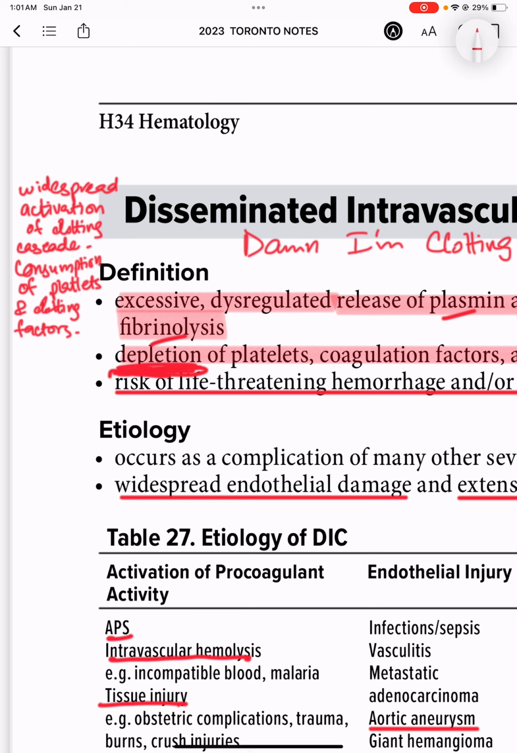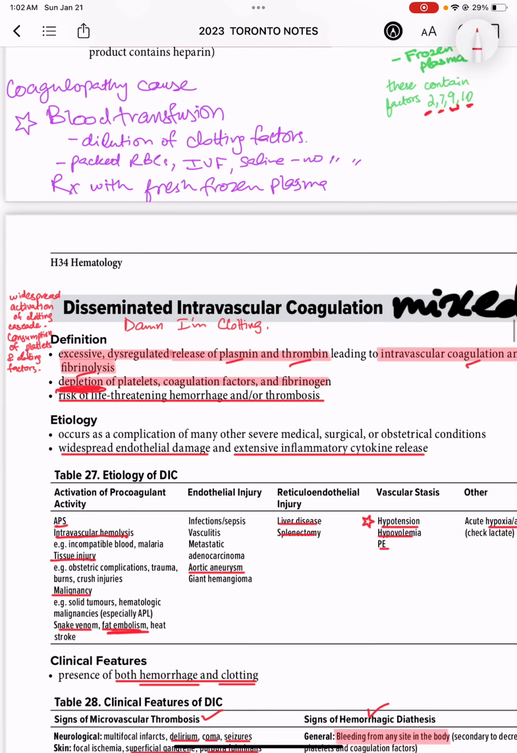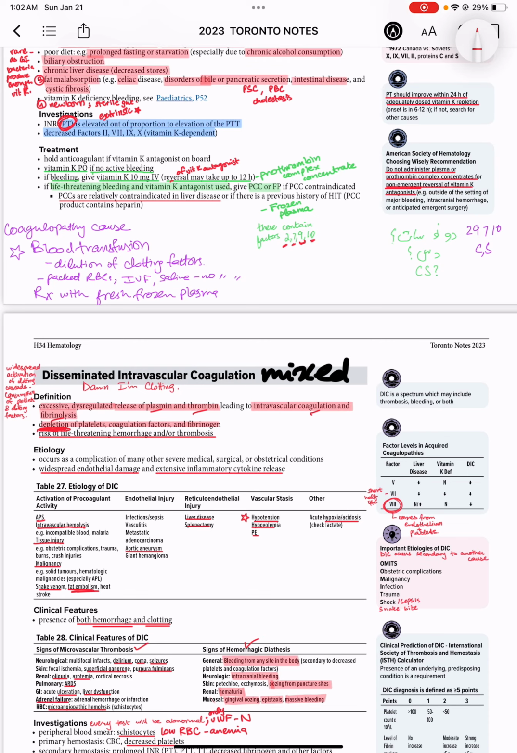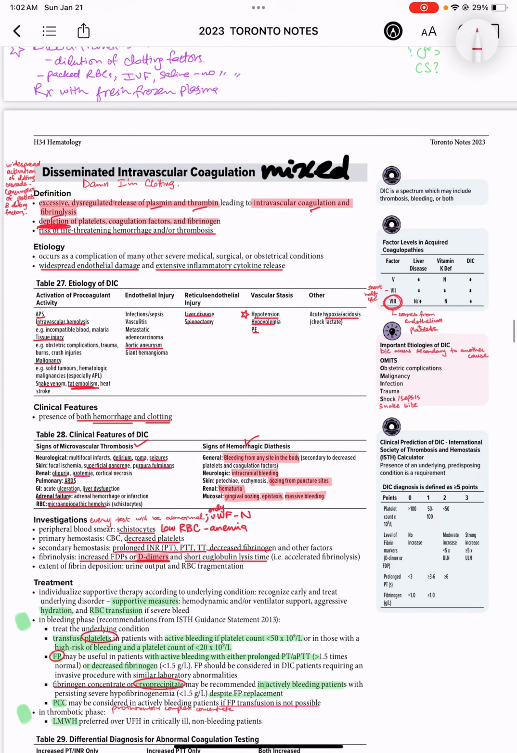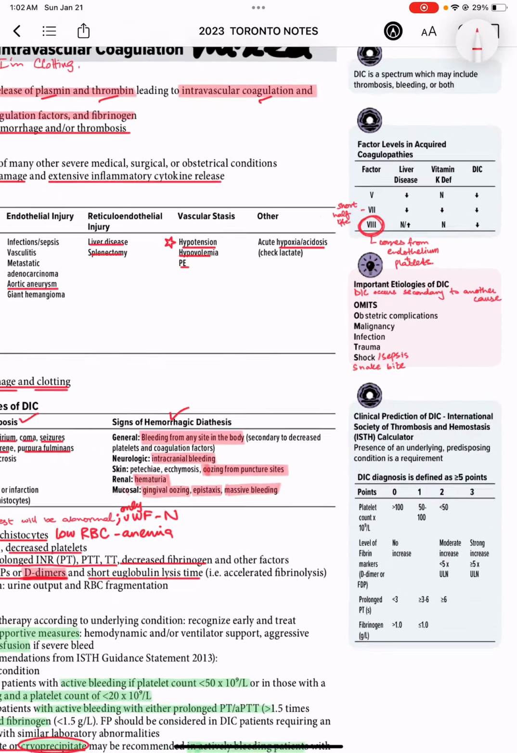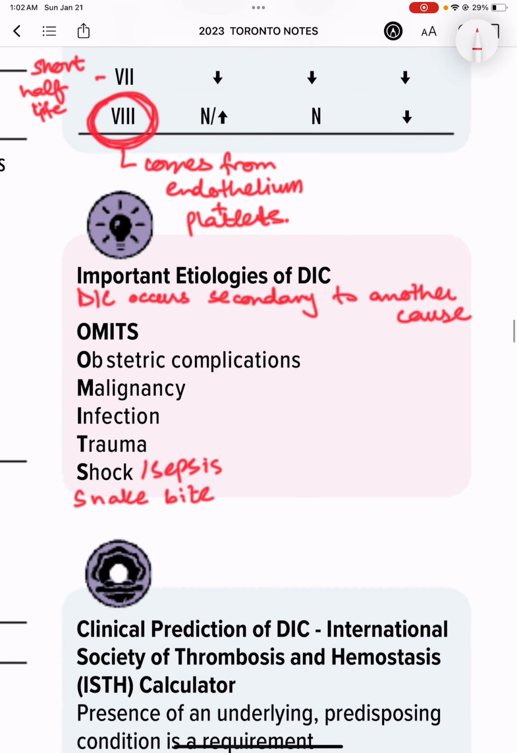But what's the first thing? What's the thing which is causing it in the first place? It could be many reasons. Just like in ITP, we read that it follows any infection, DIC also is always secondary to some cause. These are some important etiologies. So DIC occurs secondary to any other cause.